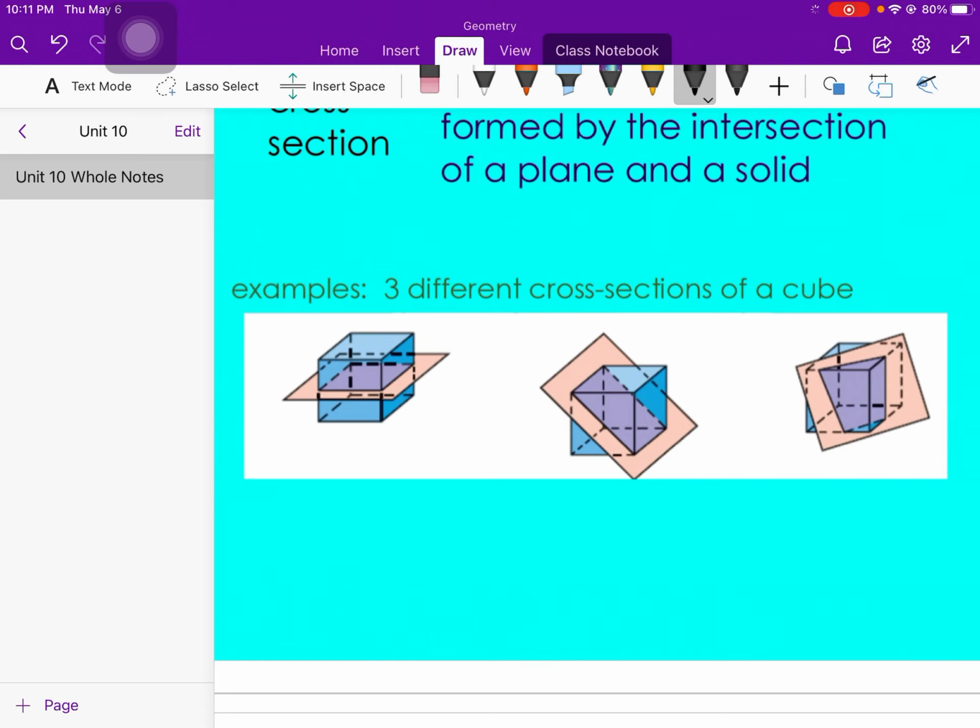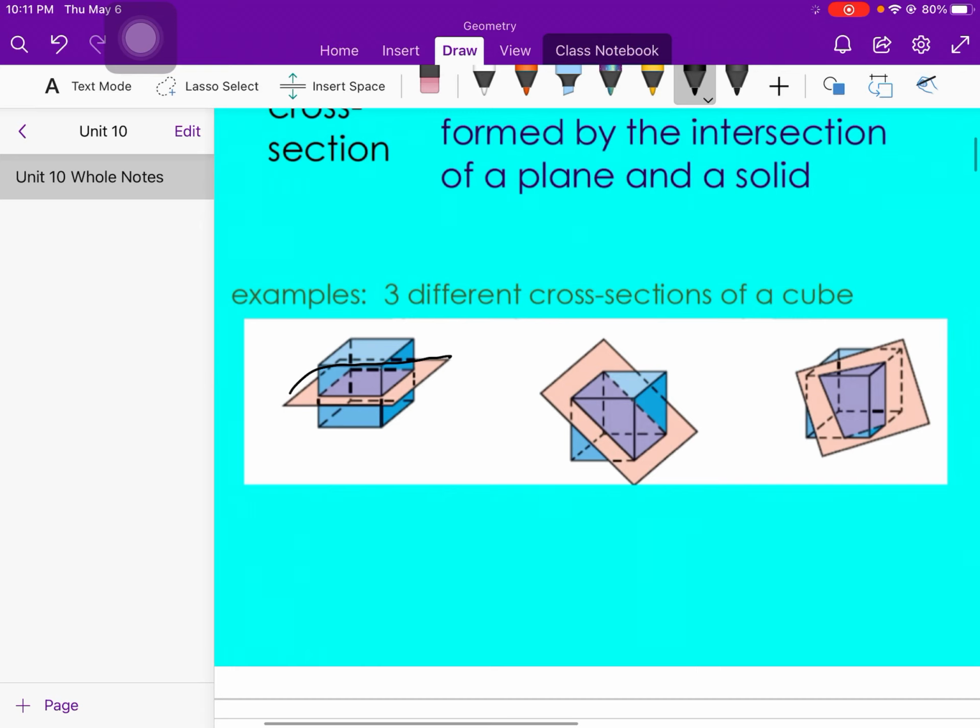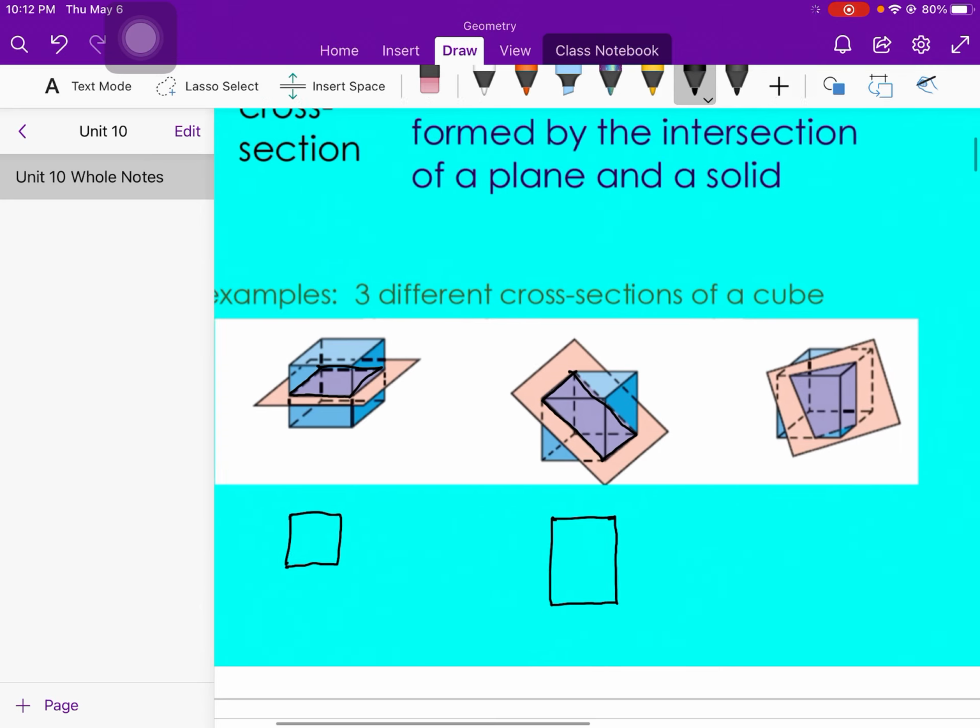So the first one, notice that this plane here is parallel to the bases of the cube. So if we were to take out this little section right here, we want to think about what that cross section would look like, and it would actually just be another square. Whereas if we look at the diagonal of the second one, this cross section is actually going to be a rectangle, because it's going to be a little bit longer. It's going to be the diagonal of the square, so it's not going to be the same on both sides.